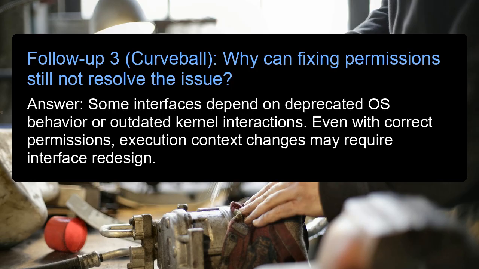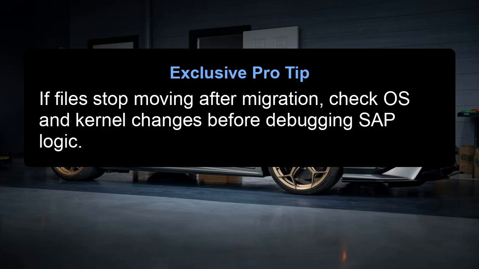Follow-up 3. Curveball. Why can fixing permissions still not resolve the issue? Answer: some interfaces depend on deprecated OS behavior or outdated kernel interactions. Even with correct permissions, execution context changes may require interface redesign. Exclusive pro tip: if files stop moving after migration, check OS and kernel changes before debugging SAP logic.